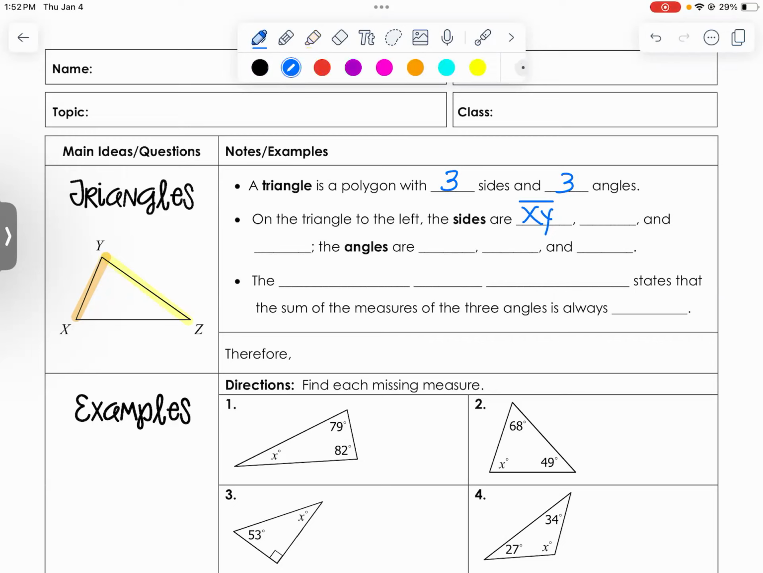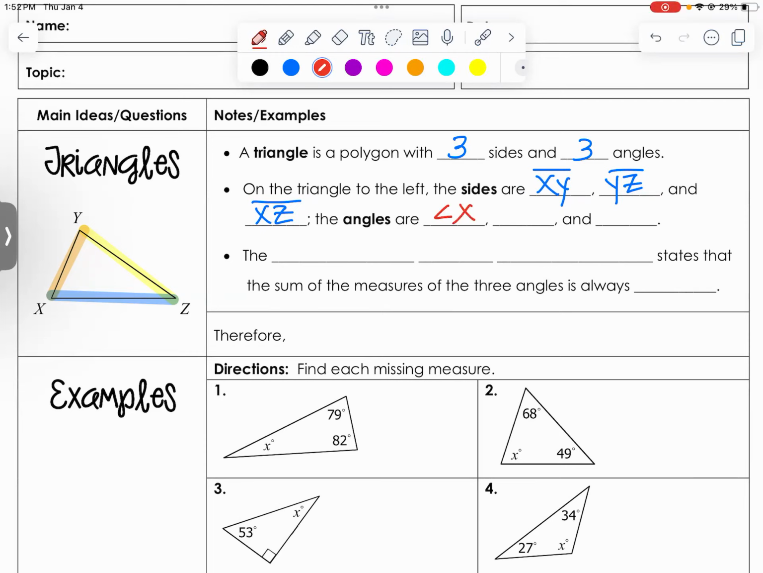What would we call this side? YZ. And then we could call this side XZ. If you call it ZX, that's fine. Okay. And then I want you to understand that when we name angles, we do this. We say angle X, angle Y, and angle Z.